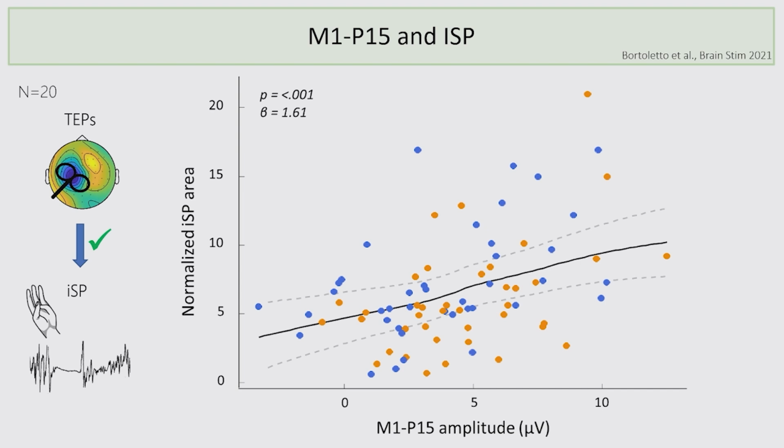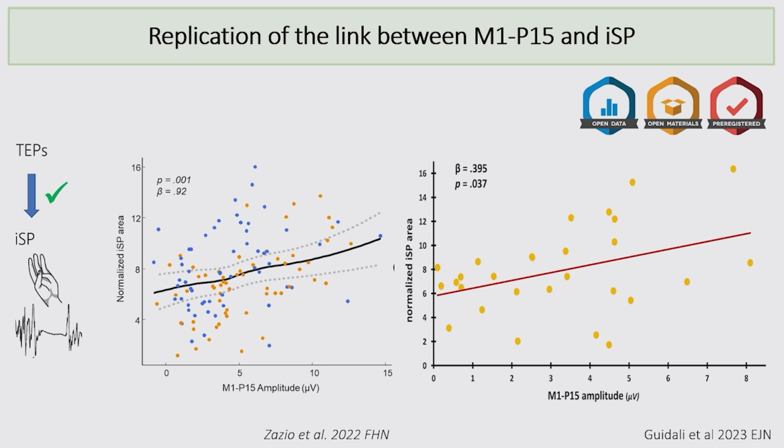Also, the relationship between the amplitude of the M1P15 and the ESP area was significant. So the higher the amplitude of the M1P15, the stronger the inhibition in the ipsilateral hand. This effect was also replicated in 2 more studies with similar ESP paradigms. One was a pre-registration and one was a registered report. Therefore, the relationship between the P15 and the ESP has been replicated several times and is a robust effect.